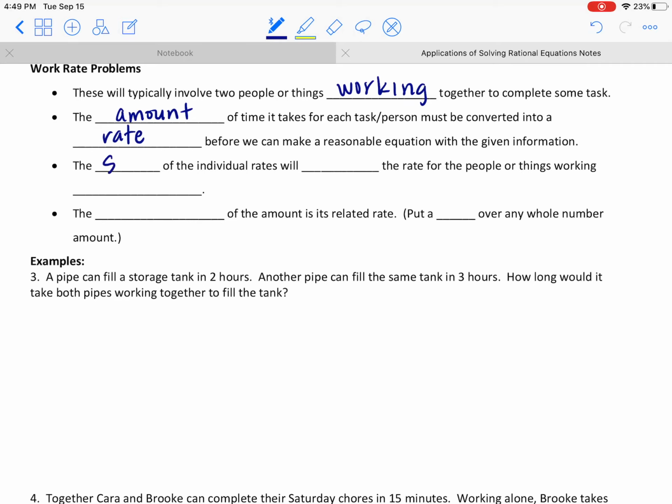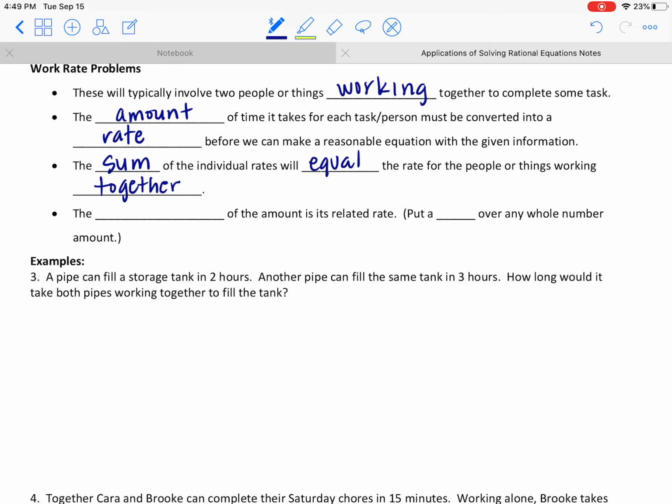And then the sum of the individual rates is going to equal the rate for the people or the things working together. And the only tricky part about these types of problems is actually converting the amounts to the rates. So I want to show you how to do that. Okay? So let's just look at number 3, and then I'll explain from here.